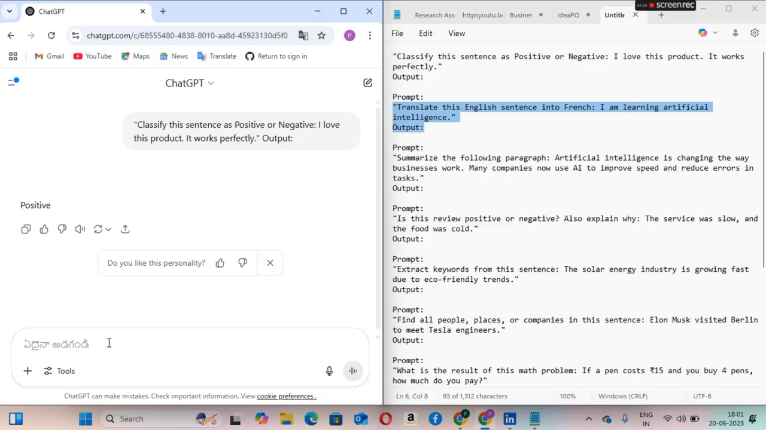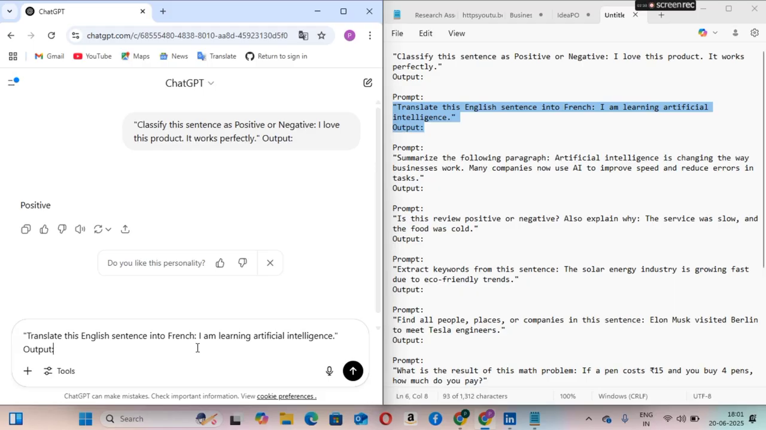Now let's look at how we can do translation using zero shot prompting. So the model already knows many languages, right? So here's the prompt. Translate this English sentence into French. I am learning artificial intelligence. So in this case also we have only two components, instruction component and input data component. So we are directly asking an AI model to translate this English sentence into French.